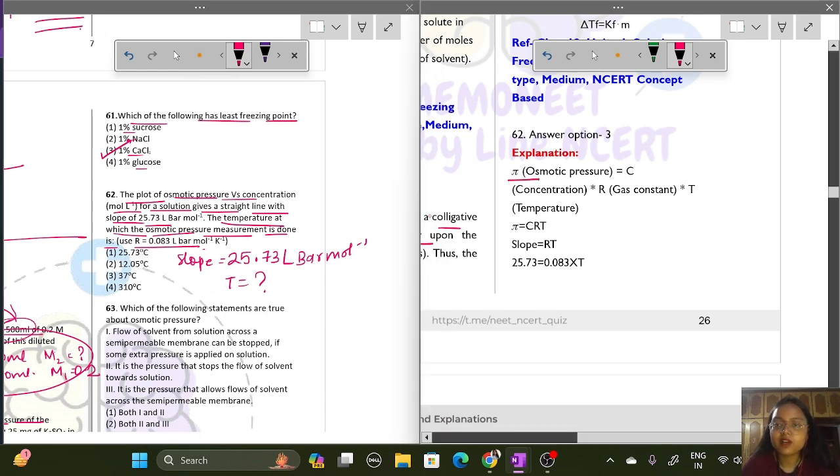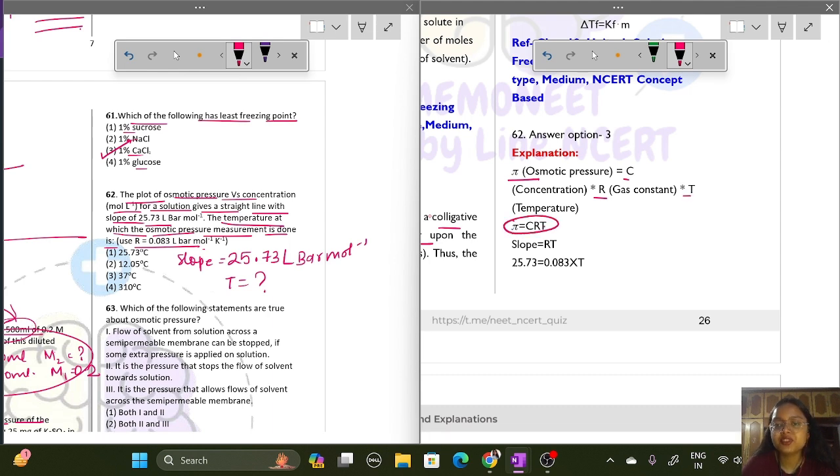So by the formula of osmotic pressure, pi is equal to concentration into gas constant R into T, which means pi = CRT. Now the slope, we know, is R into T. Slope is given as 25.73, the R value is given, and from there we can find out the temperature.